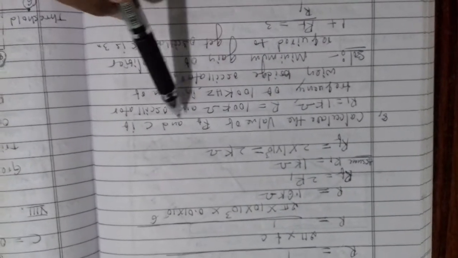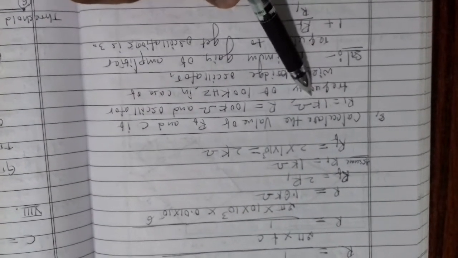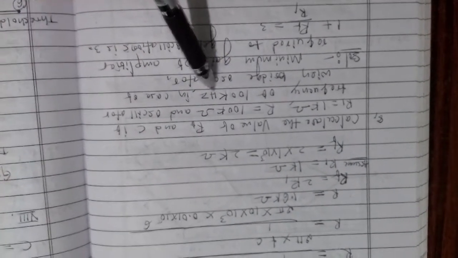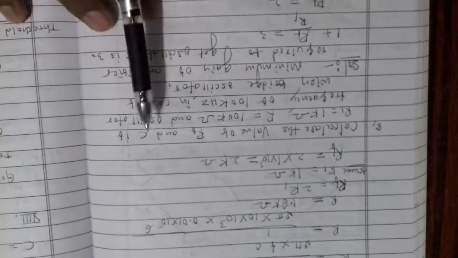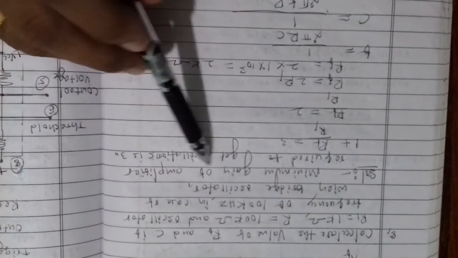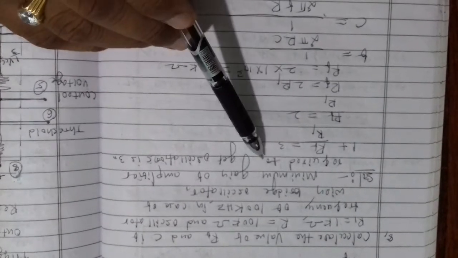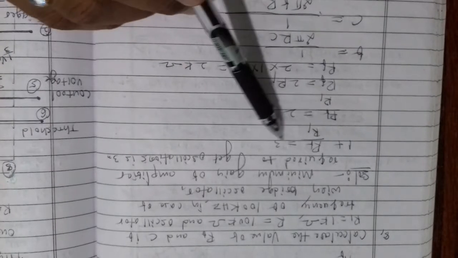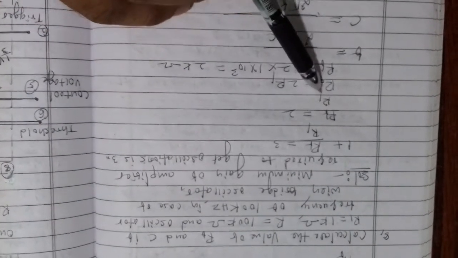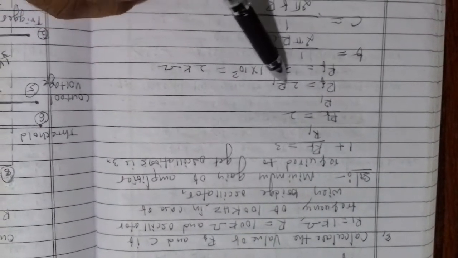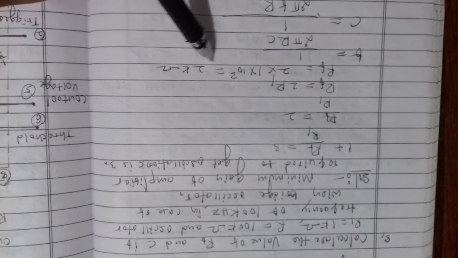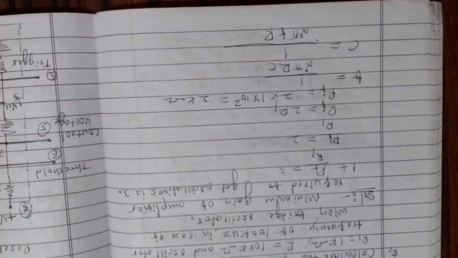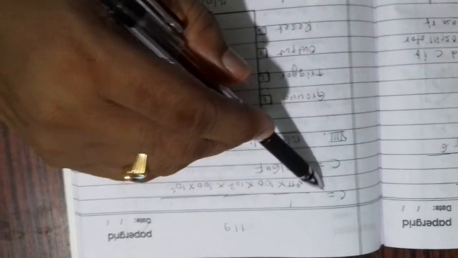Calculate the value of Rf and C if R1 is equal to 1 kilo ohm, R is equal to 100 kilo ohms, and oscillator frequency is 100 kilohertz in case of Wien bridge oscillators. The minimum gain of amplifier required to get oscillations is 3. 1 plus Rf upon R1 is equal to 3, so Rf upon R1 is equal to 2. Rf is equal to 2 R1, which is 2 kilo ohms. f is equal to 1 upon 2 pi RC, so C is equal to 1 upon 2 pi fR.